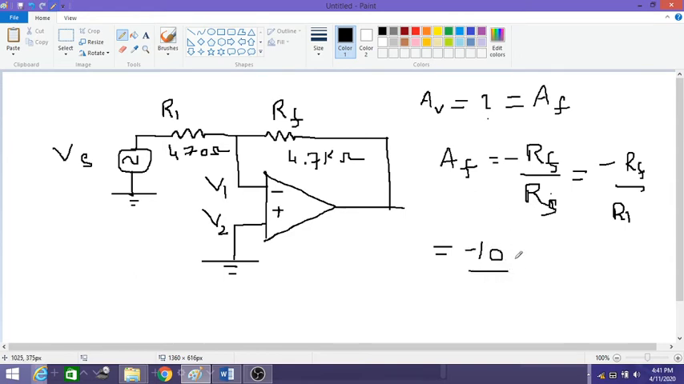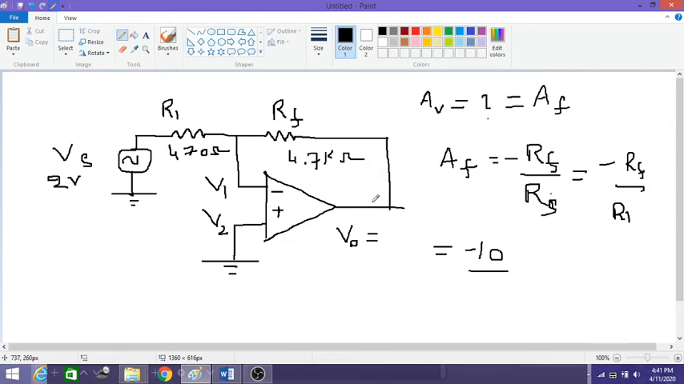There is no unit for the gain, so remember that. Gain is just minus 10. This example can be further expanded. For example, if I consider this voltage is 2 volts peak to peak, then we can calculate what the output voltage is. I'll leave that to you to calculate. Please calculate the output voltage V0. Use our equation, that is minus Rf by R1 into Vs. Straightaway simple substitution in the formula. You calculate it, I'll leave it to you.